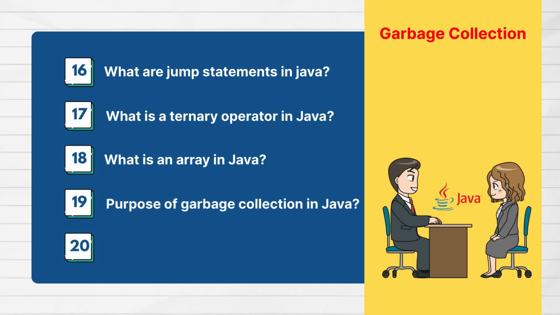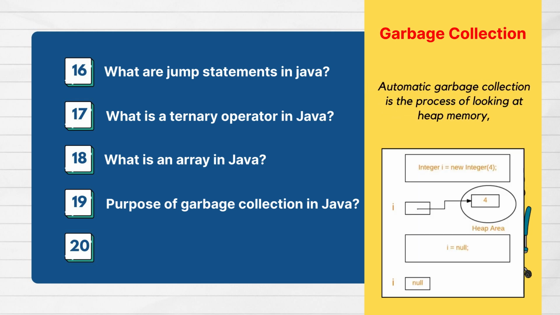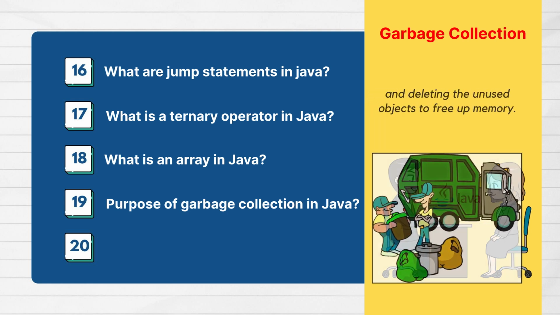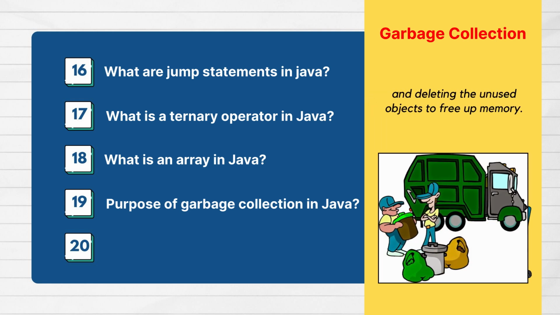What is the purpose of garbage collection in Java? Java garbage collection is an automatic process. Automatic garbage collection is the process of looking at heap memory, identifying which objects are in use and which are not, and deleting the unused objects to free up memory.